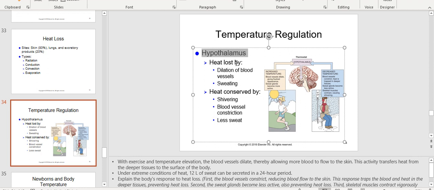And so what will happen there is heat loss and dilation of blood vessels. The blood vessels get bigger and closer to the skin, so we can lose some heat via the skin. But if we want to conserve heat, like in the wintertime, you can have a look here, shivering, which is actually a brain function, which we'll get into. The blood vessels constrict, they get smaller, and everything moves towards your core because we want to keep that warm blood as much in the core as possible.